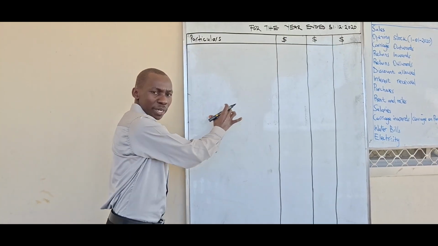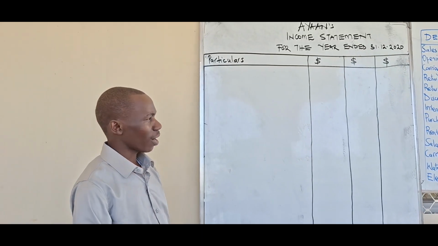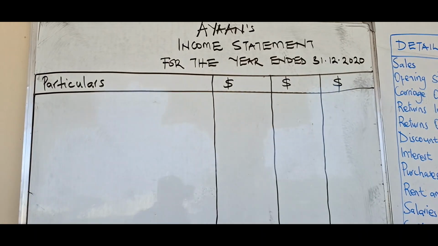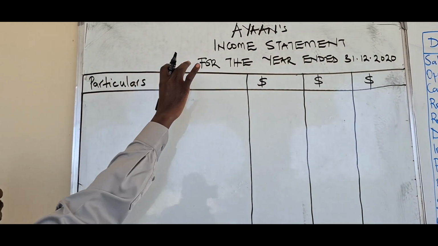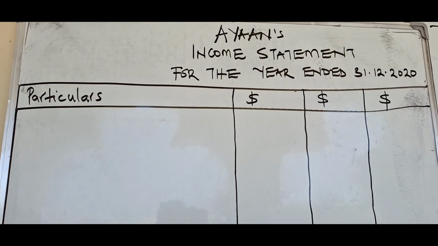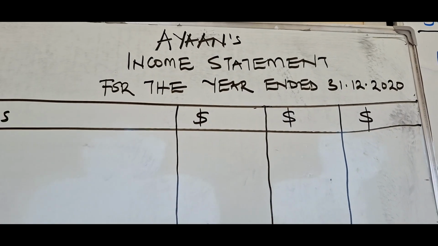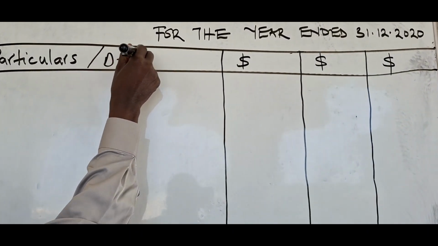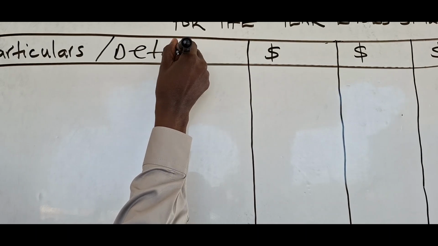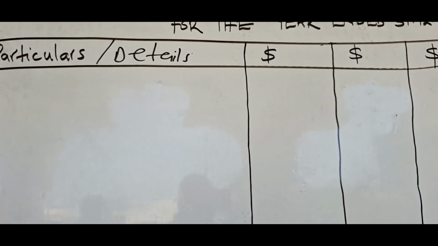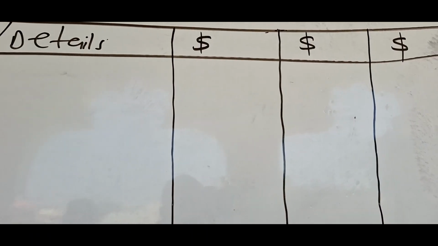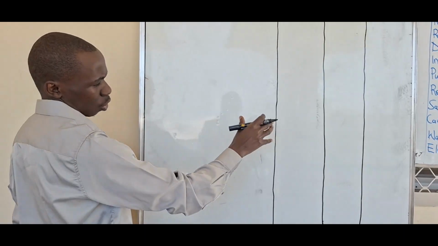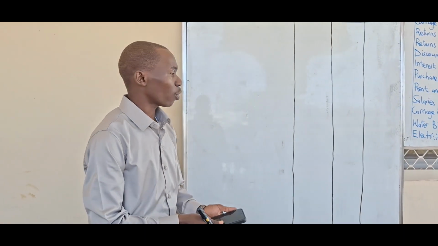This is the format we are going to use as we are preparing our income statement. When you look at this format, it clearly resembles what I gave in our previous video. It has the title. It's very important to put the title of the company you are preparing the income statement for. Then you put the particulars or details. Some people may put details, no problem. We shall have 3 amount columns, and the purpose of the 3 amount columns is to show our workings in some of these columns before we get our net or final answer.